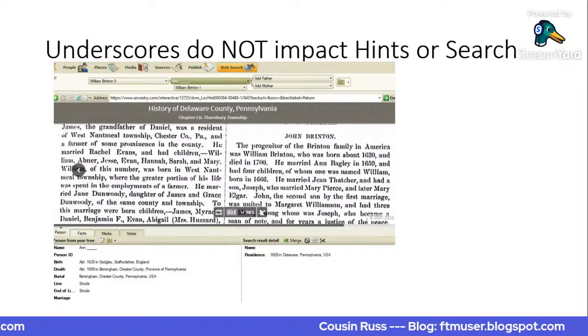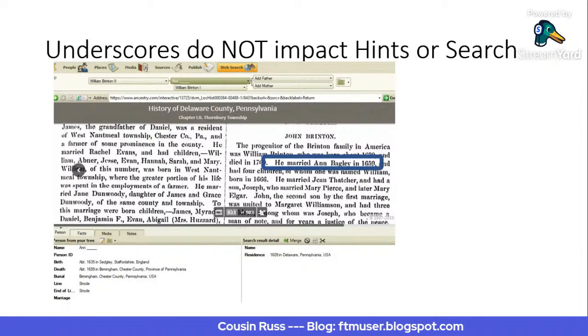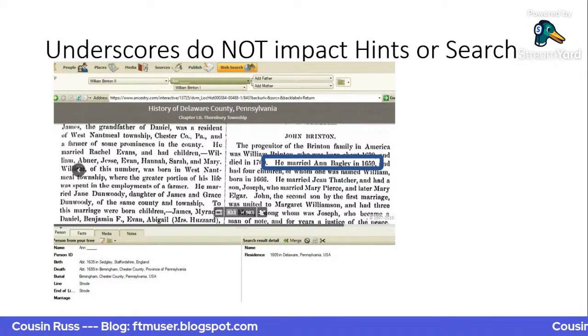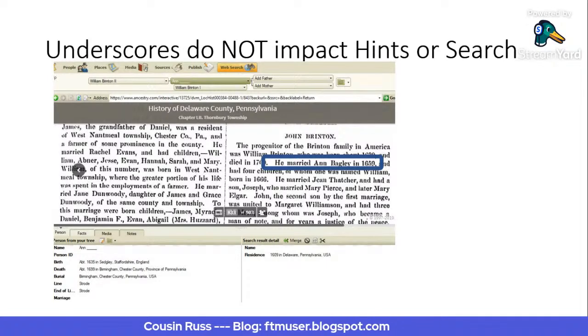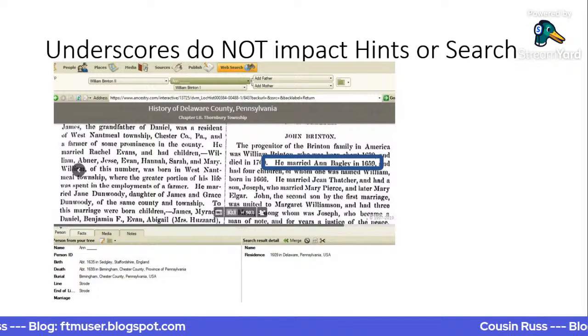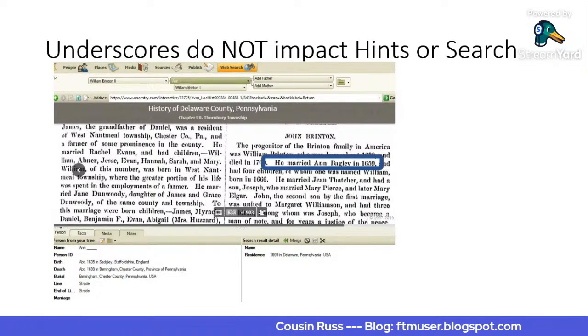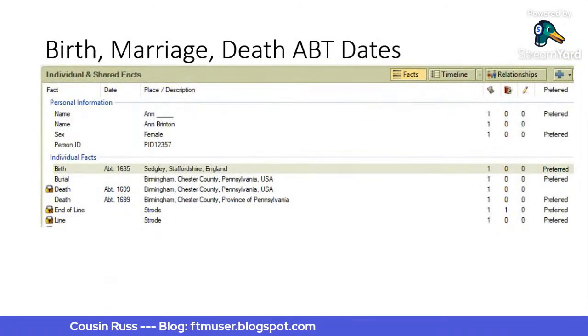Now, what's important about that record is it said he married Anne Begley in 1650. Guess what? I now know her birth surname. I do not get rid of her 5 underscore name because there's a number of citations associated with that. And here is what it says.